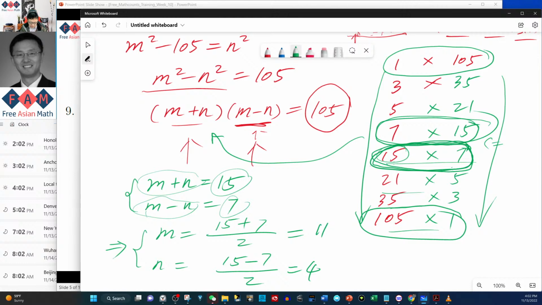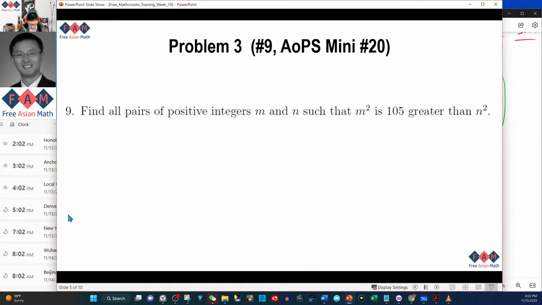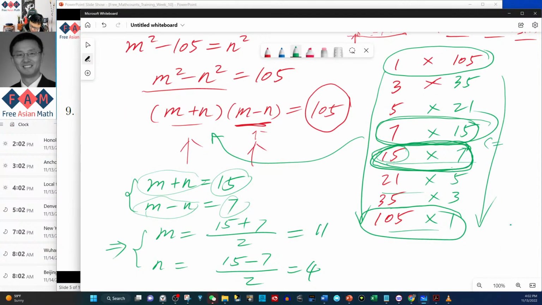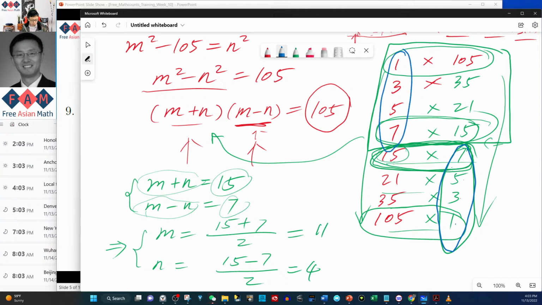Okay? So therefore, the answer is that we only have 4 pairs. So we only need to consider the first 4, because the last 4 essentially still the same thing. You see that? Maybe I use a blue pen. So if you look at this 7531, that's exactly what you have here. So although you have 8 pairs, but 4 of them will give you the same m and n.